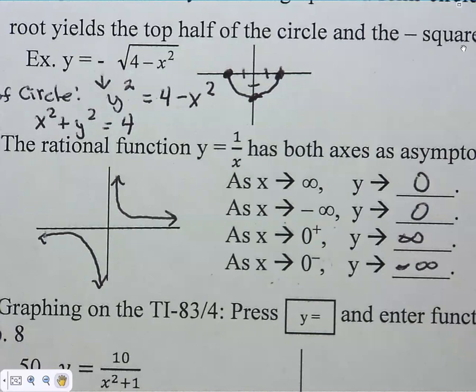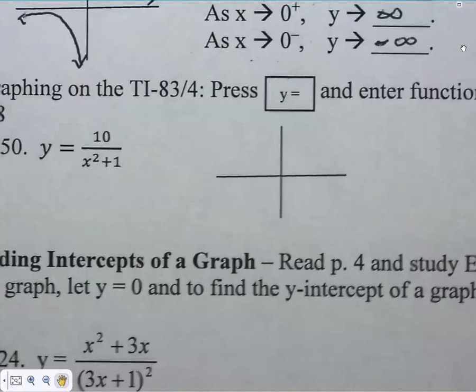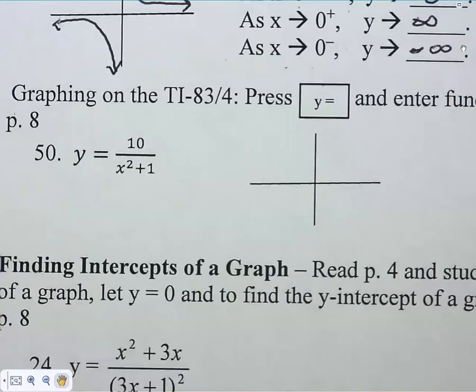I don't know if you all have a graphing calculator with you today, or you may be totally comfortable using a graphing calculator. If you have one, pull it out and let's graph this real quick. Y equals 10 over x squared plus 1. If you don't have a graphing calculator today, that's fine. Just get it in the next week or so and you'll be all right.